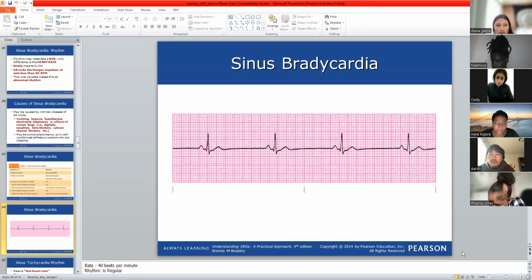The rhythm looks regular because the R to R intervals look the same. Very good. Then the P waves are also smooth and upright. They don't look abnormal. Excellent.